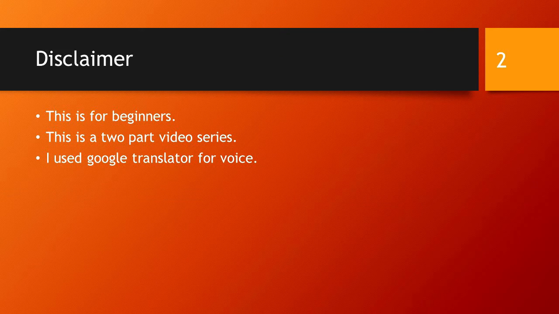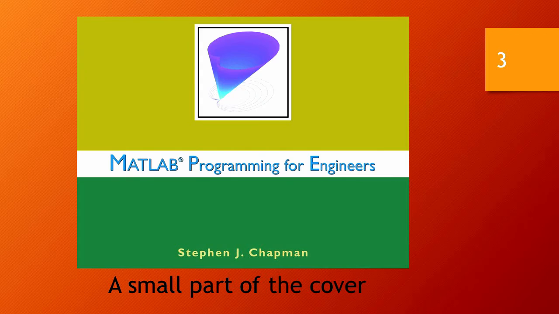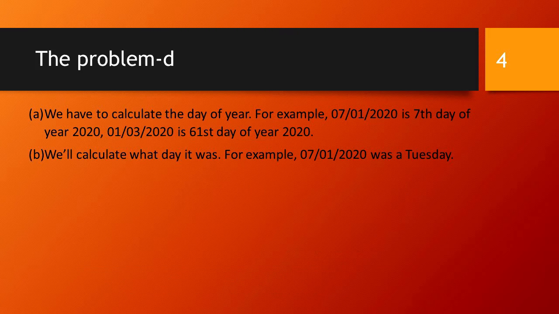In this video, we'll solve a problem which is shamelessly stolen from a book called Matlab Programming for Engineers written by Stephen J. Chapman. We have to calculate the day of year. For example, the 7th of January 2020 is the 7th day of year 2020, the 1st of March 2020 is the 61st day of year 2020. To make it slightly difficult, we'll calculate what day it was. For example, the 7th of January 2020 was a Tuesday.